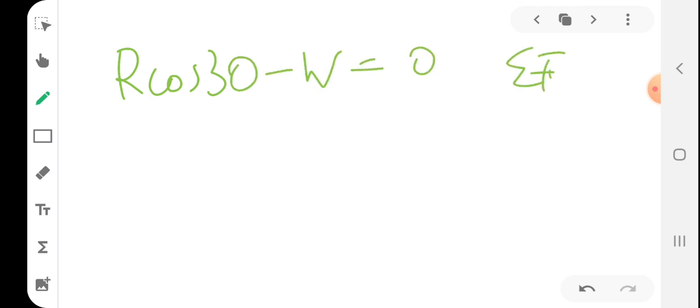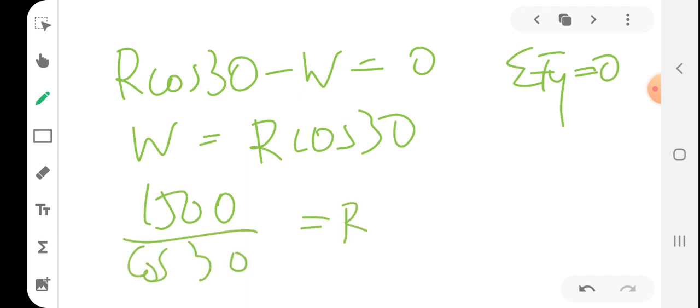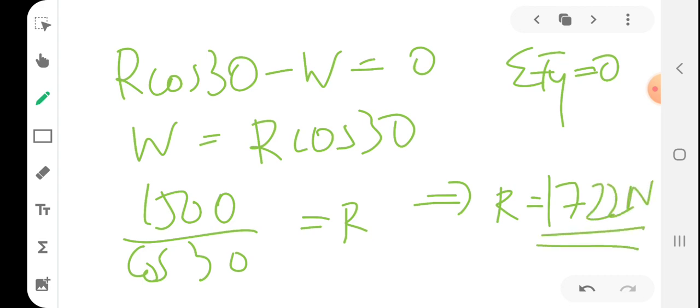This is sigma Fy equal to 0: the sum of all the forces along the vertical should be equal to 0. So it gives W equal to R cos 30, right? W is 1500 Newton, and dividing by cos 30 will give you R. The value of R is around 1722. Please check that value.